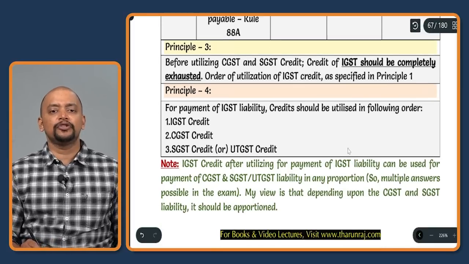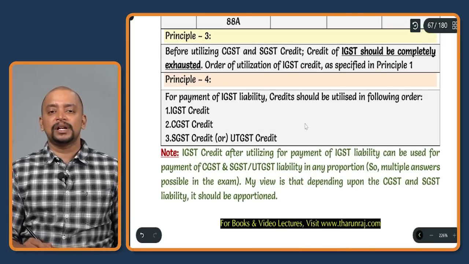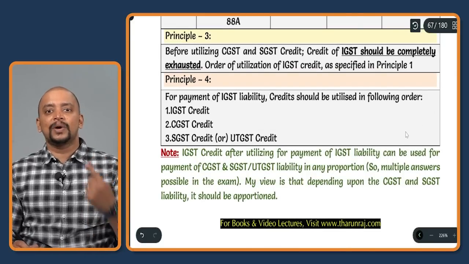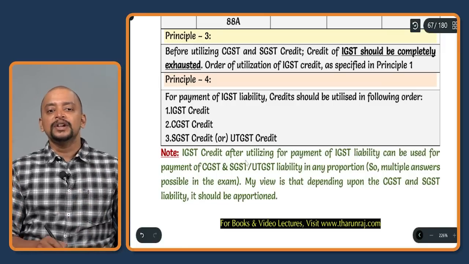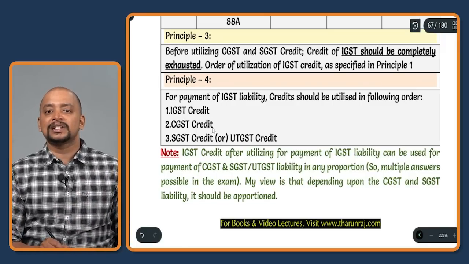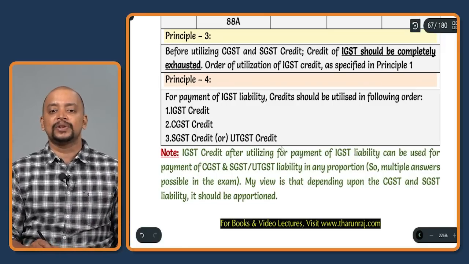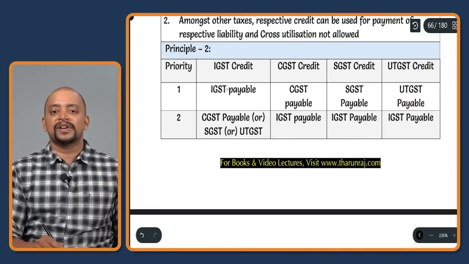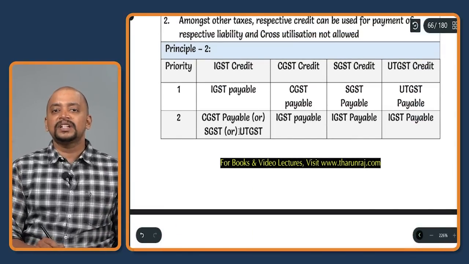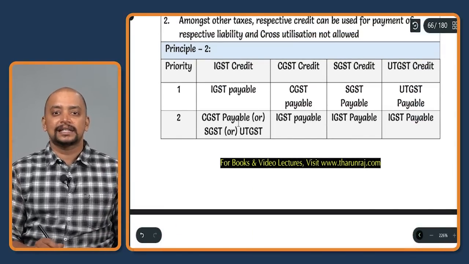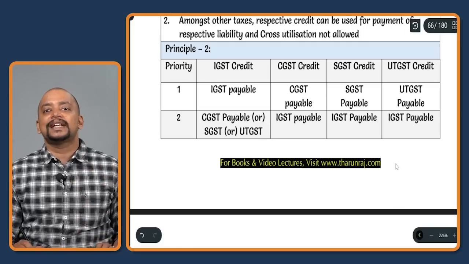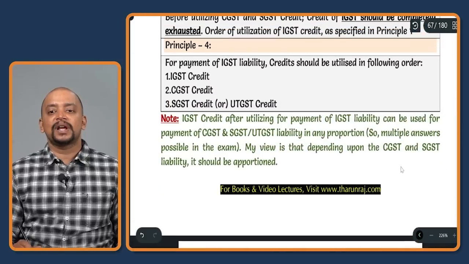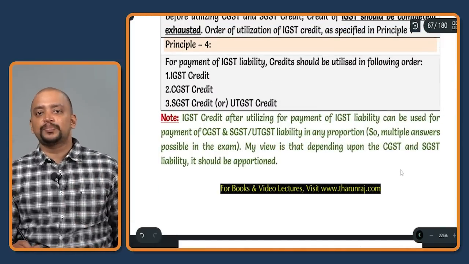Then principle number 4, for payment of IGST liability, credit should be utilized in the following order. So we have multiple credits, only one liability, that is IGST liability. So first we need to use IGST credit, then CGST credit, then SGST or UTGST credit. So whenever you are utilizing IGST credit for payment of IGST liability, thereafter we are utilizing for CGST, SGST or UTGST, we need to do a tax planning there. What is that tax planning?